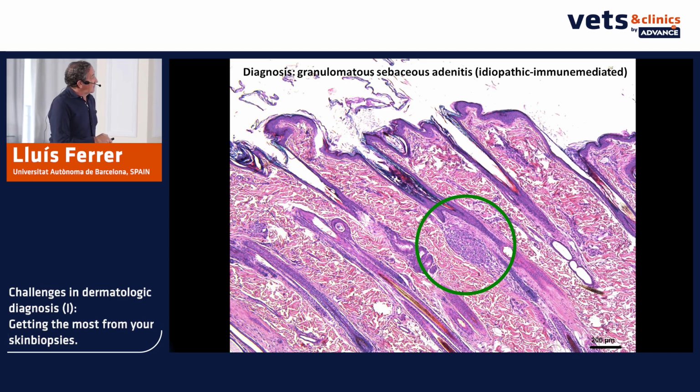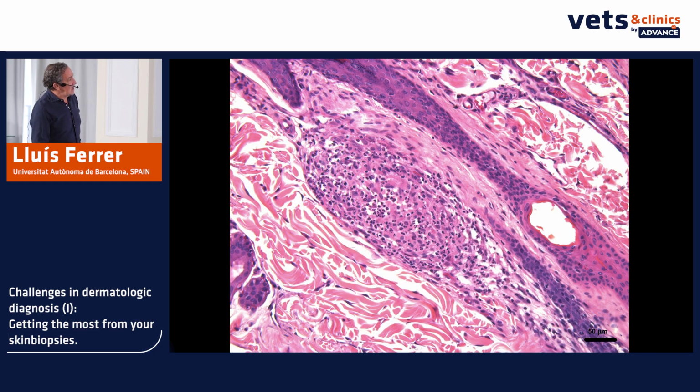Here you see the epidermis, the hair follicles, here. And what we see is two things. We don't see sebaceous glands. They should be like here and here and here and here. And in one area where the sebaceous gland should be, here, they have been replaced by inflammatory infiltrate.